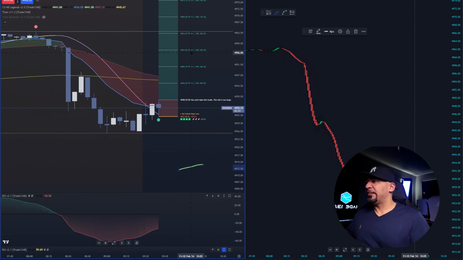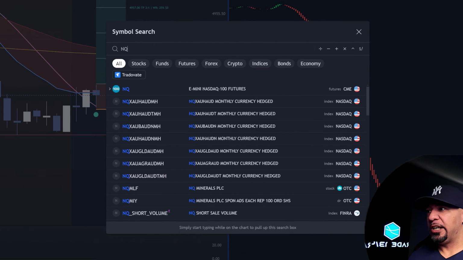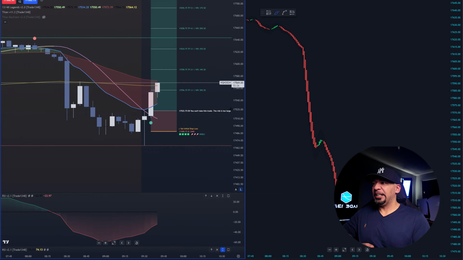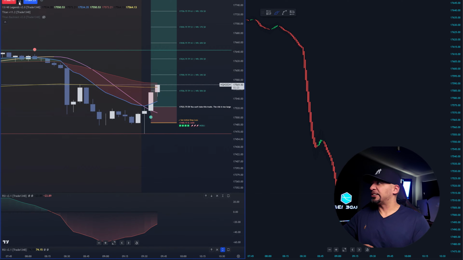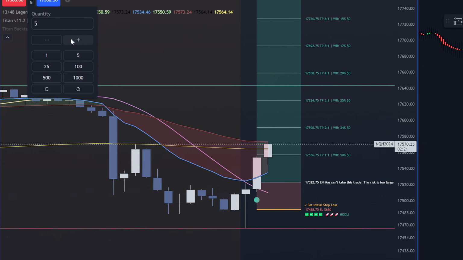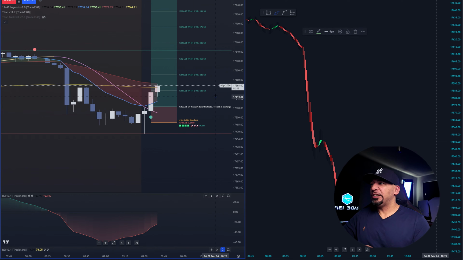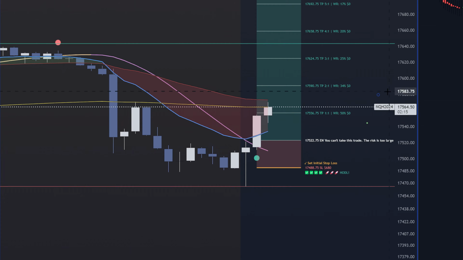What we're going to do here is check out NQ. NQ looks like it's getting ready to break the threshold here. Now I'm down 500. I'm still going to play small. I'm going to set my entry on the other side of NQ here, right?